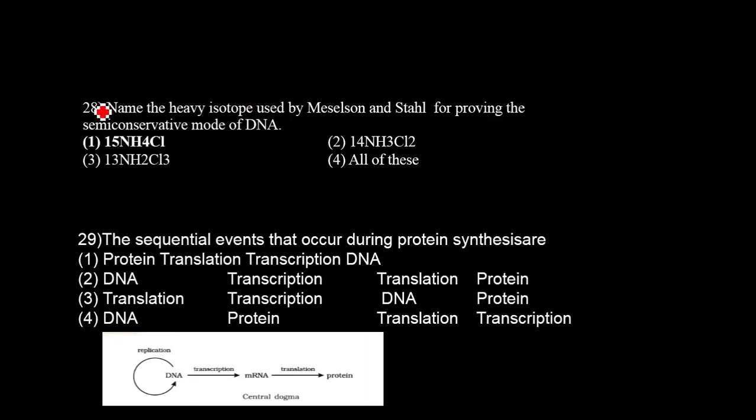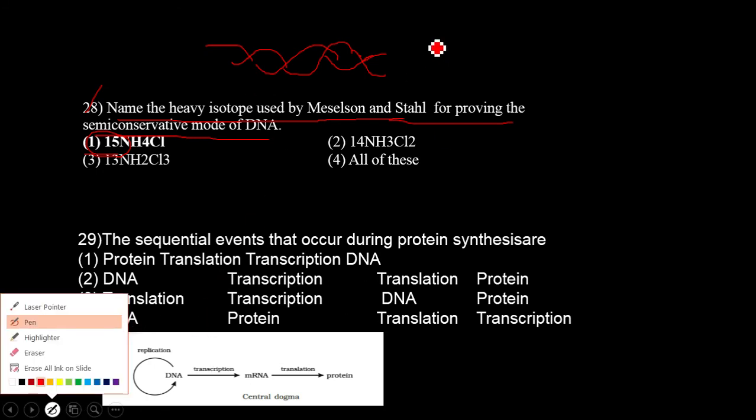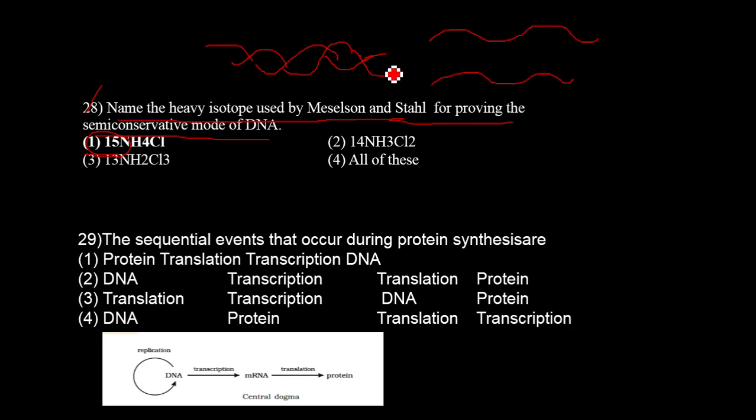Next, question number 28. Name the heavy isotope used by Meselson and Stahl for proving the semi-conservative mode of DNA replication. The heavy isotope used by Meselson and Stahl for identification of semi-conservative replication of DNA is N15, or N15 ammonium chloride. What is the semi-conservative mode of replication? See, according to semi-conservative replication, the newly formed DNA molecules, these are the newly formed DNA molecules which form from the parental DNA by replication.